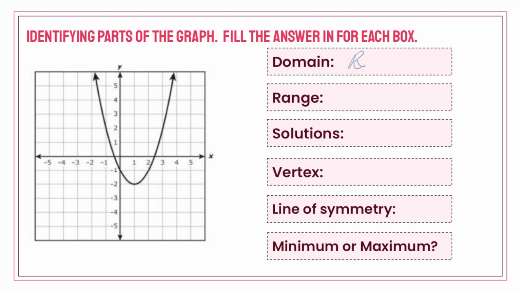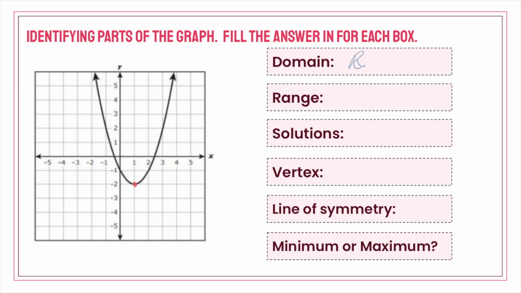Then we're going to take a look at the range, and the range is going to be set because while it does go up forever, it doesn't go down forever because it has a stopping point right here at the bottom or the vertex of our graph. We can see that it's not going to go any lower than -2.